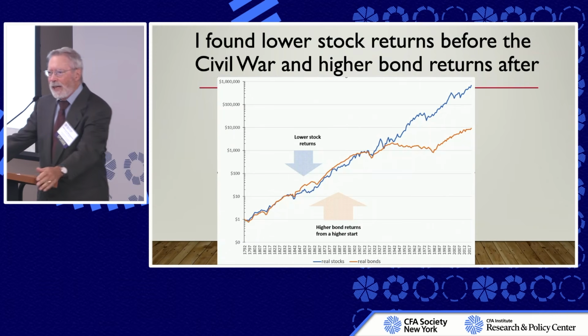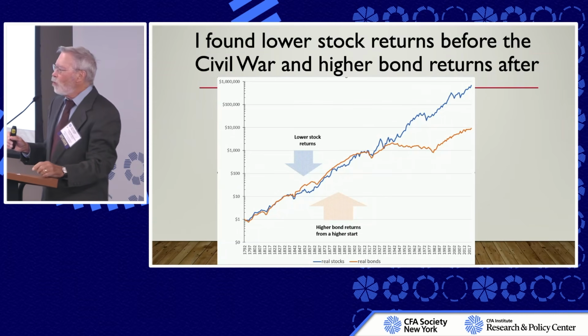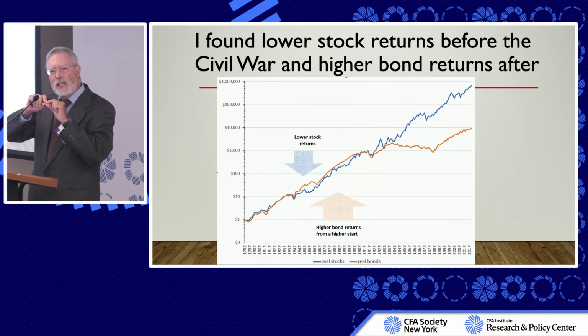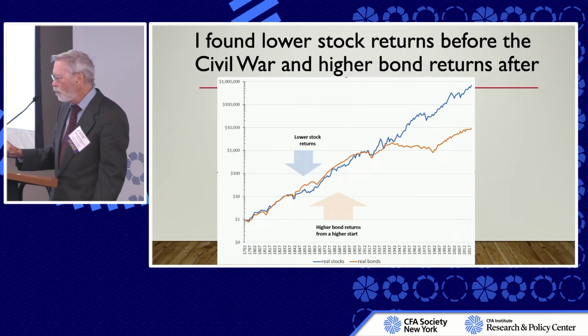Now, to compare my chart to Jeremy's, it's really very simple. I have lower stock returns before the Civil War. I have higher bond returns after the Civil War. That was sufficient to pinch the lines together and keep them zipped to the 1940s.